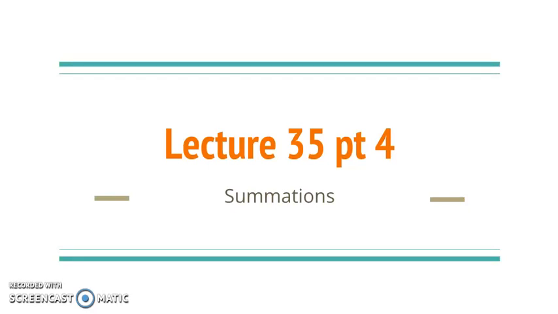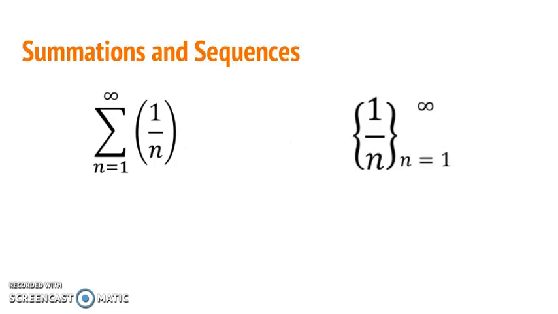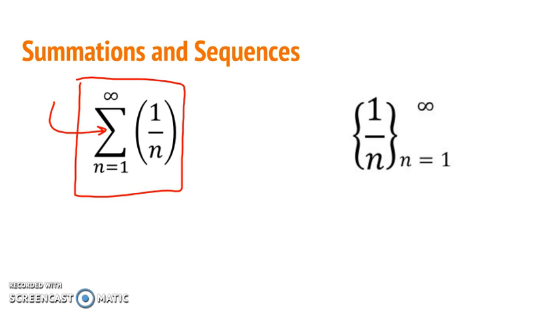Okay, last thing we've got in lecture 35 is going to be summations. So we're going to talk about summations in 35 part 4. So starting out, this over here is a summation. How do I know that that is a summation? Well, it's got a sigma symbol here. It's a Greek letter for sigma. Sigma is for sum. Okay.